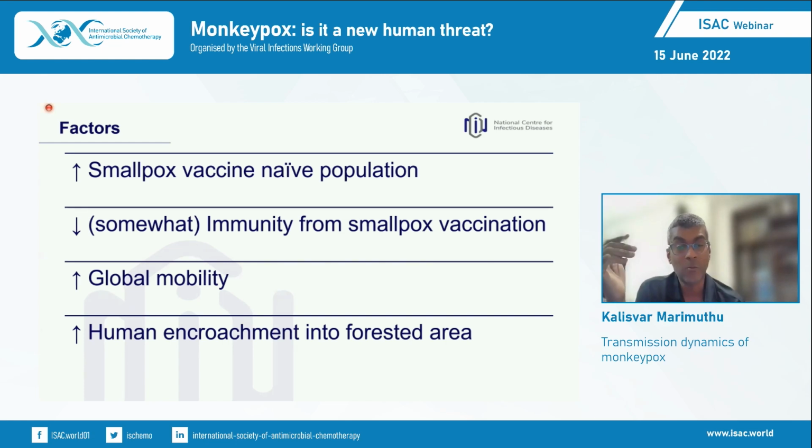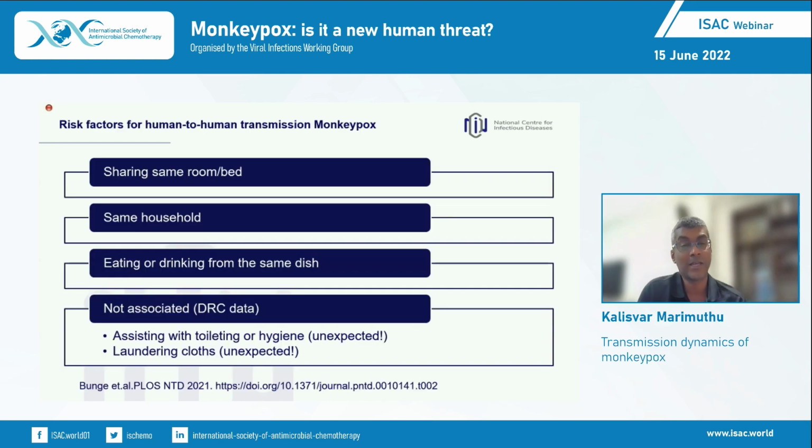There is also a waning of immunity that was acquired from smallpox vaccination in the past. There is an increase in global mobility as well, which makes it easier for exportation and importation of infectious pathogens. And increased human encroachment into forested areas results in primary transmission of infection. These are some of the factors that result in the number of cases increasing. And from past studies, this doesn't include the current outbreak that is ongoing.